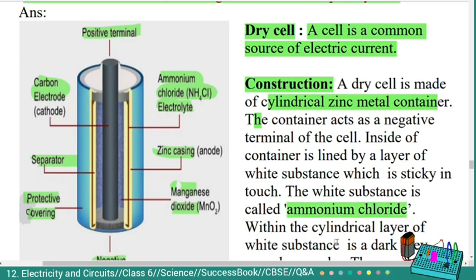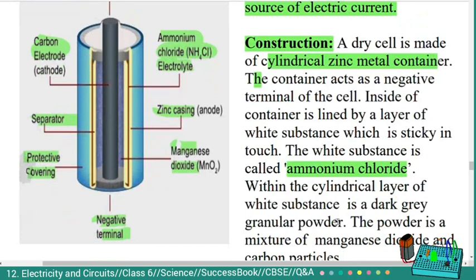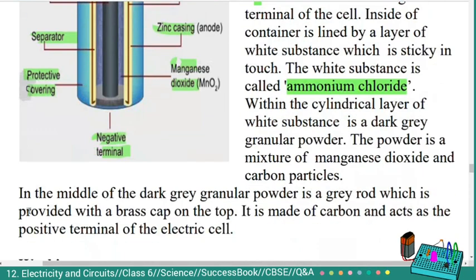Within the cylindrical layer of white substance is a dark grey granular powder. The powder is a mixture of manganese dioxide and carbon particles. In the middle of the dark grey granular powder is a grey rod which is provided with a brass cap on the top. It is made of carbon and acts as the positive terminal of the electric cell.